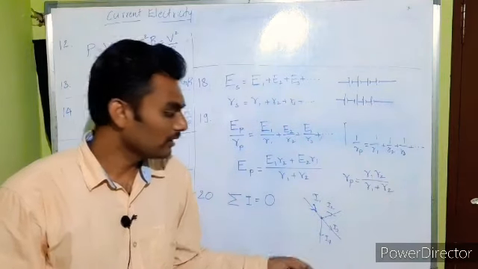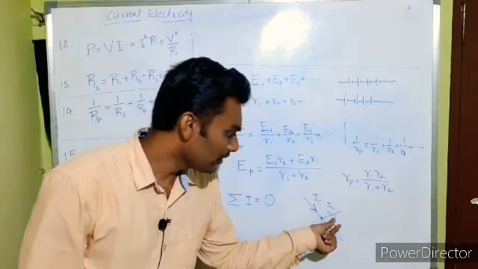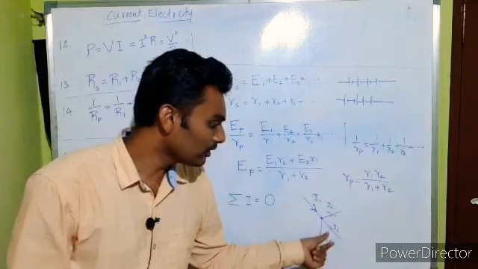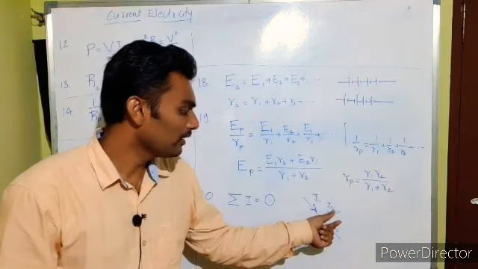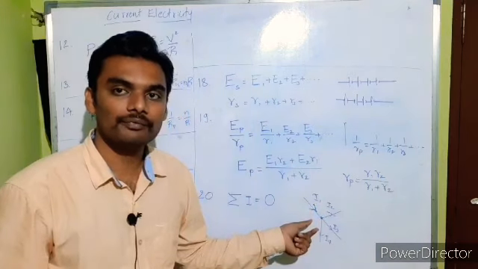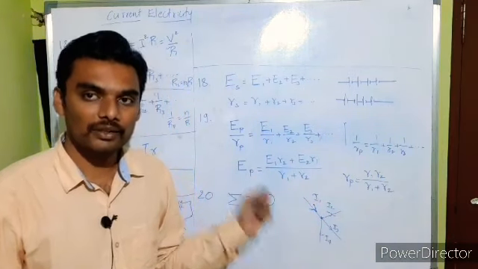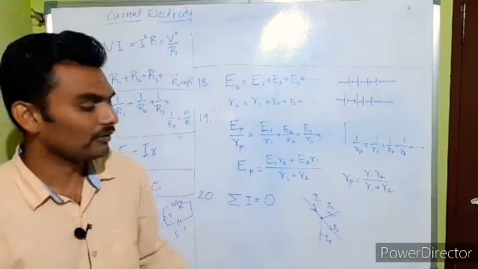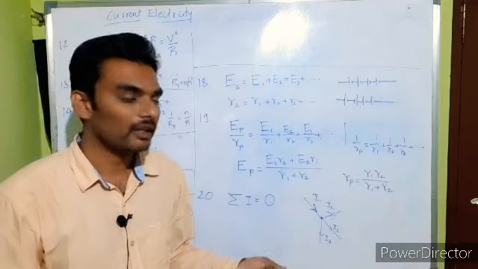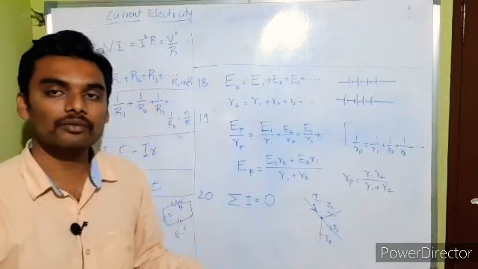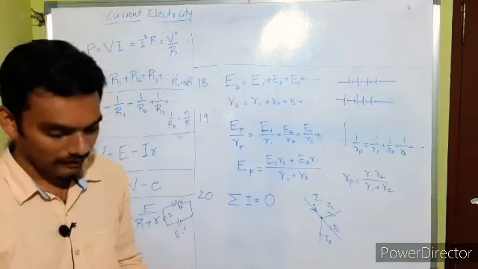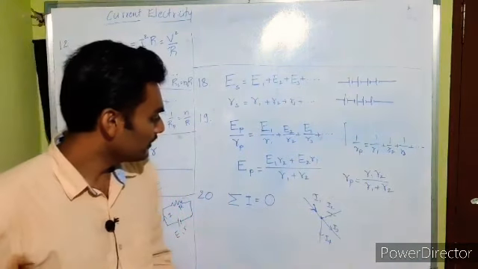See here, if they mention I2 is positive, I3 and I4 automatically become positive because they're in the same direction as I2, and I1 automatically becomes negative. If they give one of the currents as positive, then all the currents similar to that will be positive, and the current opposite to that will be negative. And this is the formula.